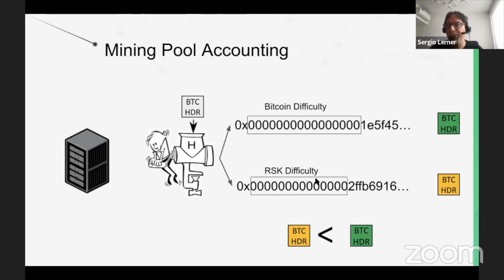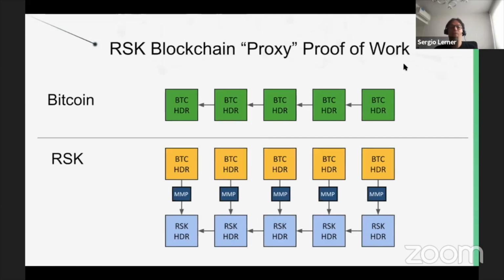And most mining pools are currently using mining pool software that allows them to do merge mining. So if you take a look at how the different blockchains are created, the Bitcoin blockchain is obviously a chain of Bitcoin headers, and the Rootstock blockchain is a chain of Rootstock headers, but each one of these Rootstock headers is connected through this merge mining proof with a Bitcoin header having a specific target difficulty, which might not be the same target difficulty as a Bitcoin block, but it's approximately 20 times lower.